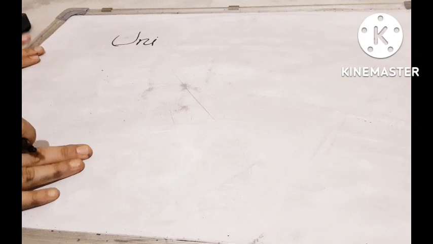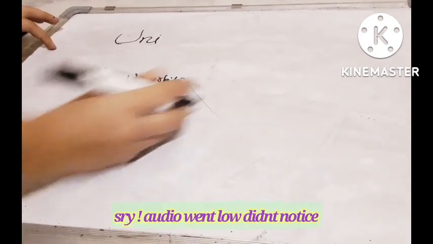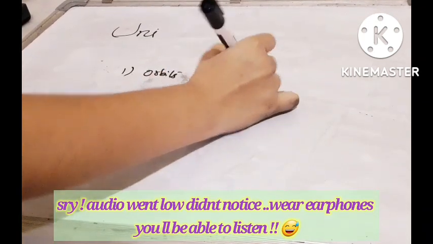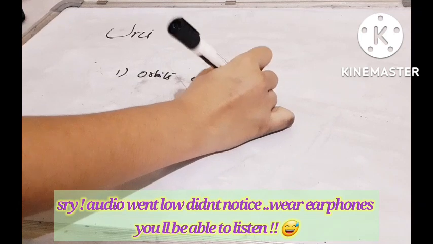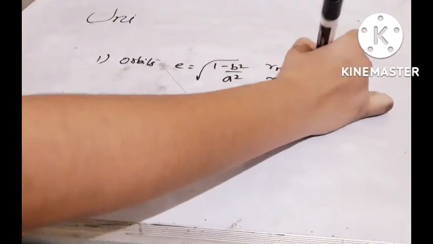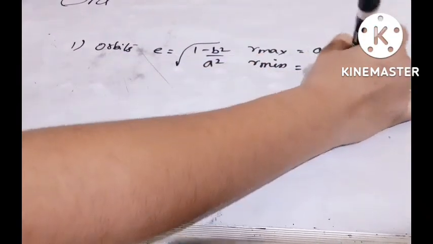What were the three laws? Let's revise. The first law was about orbits, that the planet always revolves in an elliptical orbit, and we came to know about eccentricity of this formula, and we came to know about the r max and r min relations with the semi-major axis, that is a into (1 plus e) and a into (1 minus e).